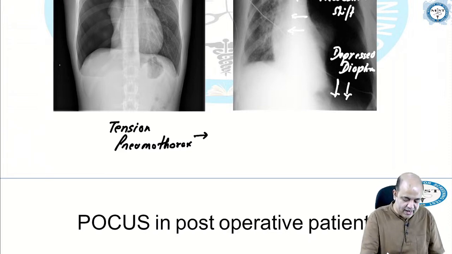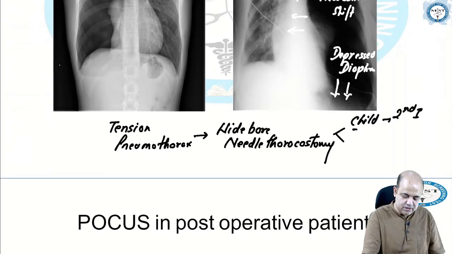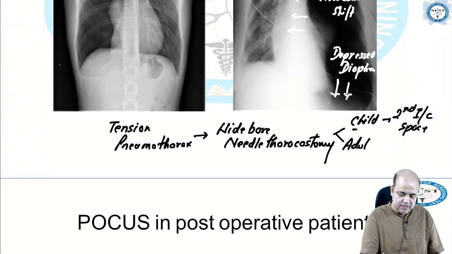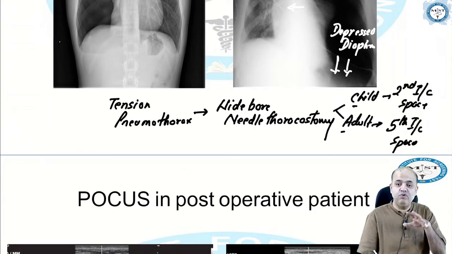Emergency treatment is wide bore needle thoracostomy. In the children, it is done in the mid-clavicular line, in the second intercostal space. In the adults, it is done in the mid-axillary line, fifth intercostal space.